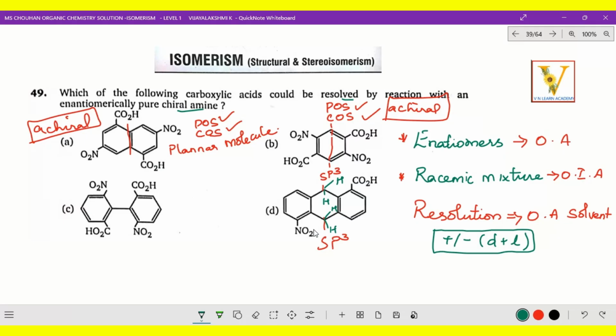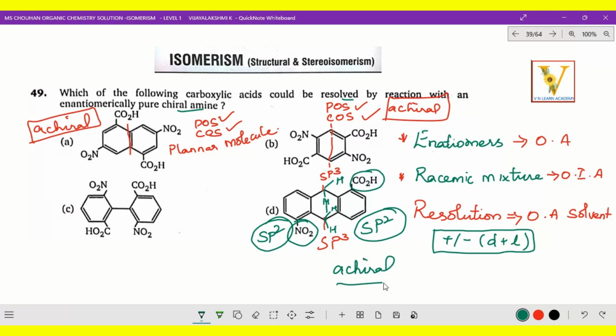So here NO2 is there, CO2 is there, and where it is attached, here sp2 hybridization, whereas here also sp2 hybridization. So both sides sp2 hybridization, in the middle sp3. When you cut here, it is equal, both sides sp2 hybridization. This is an achiral compound only. So POS, COS is present. So compound A, compound B, compound D are achiral.